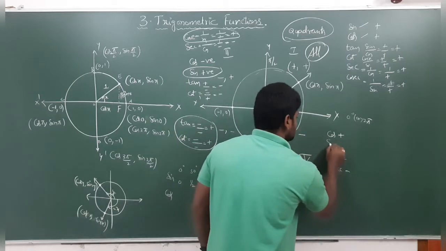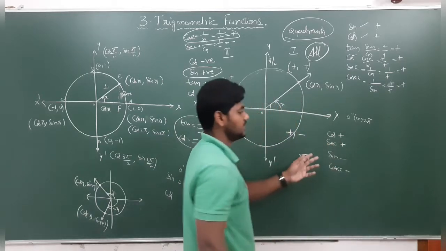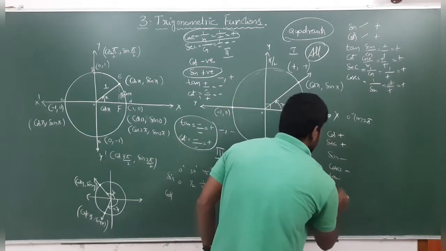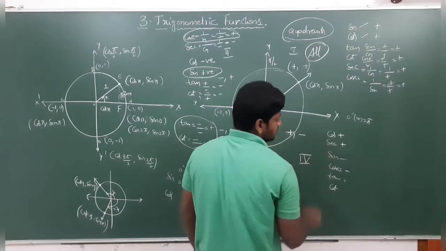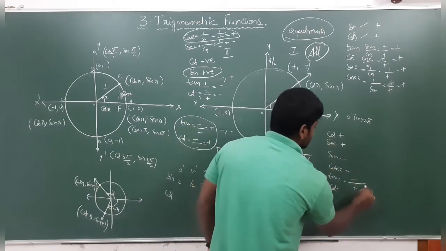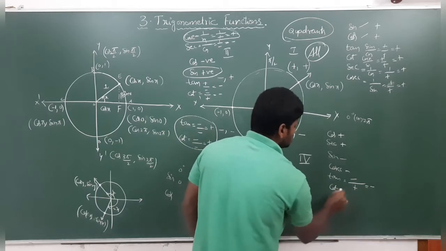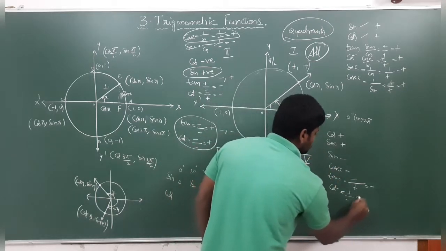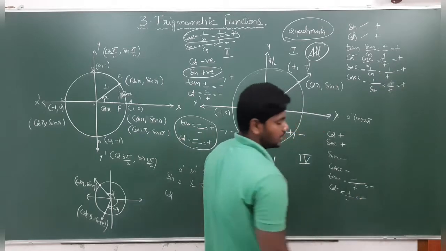If cos is positive, secant is positive. Why? Because secant is nothing but 1 by cos. Now, what about tan and cot? Tan means what? Sin by cos. What is sin? Negative. What is cos? Positive. Negative by positive is negative. Cot is cos by sin, which is positive by negative, which means again negative.